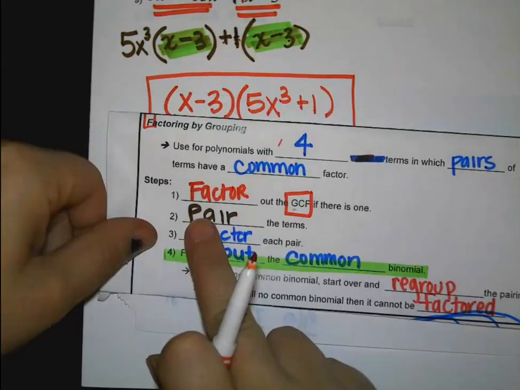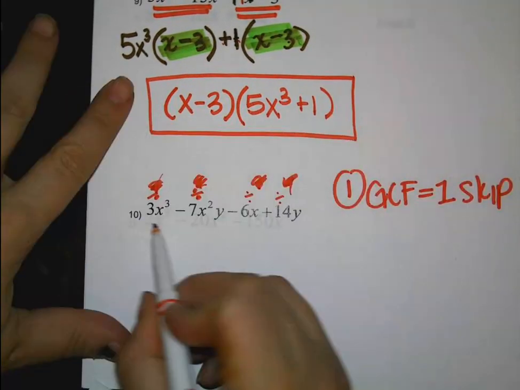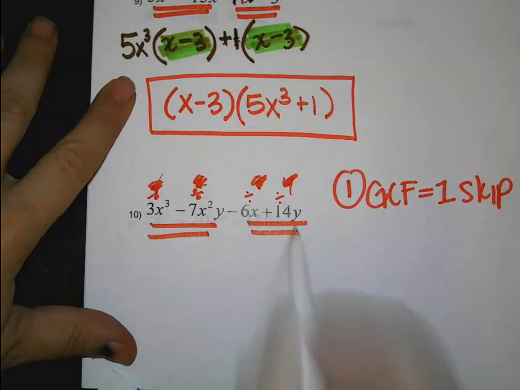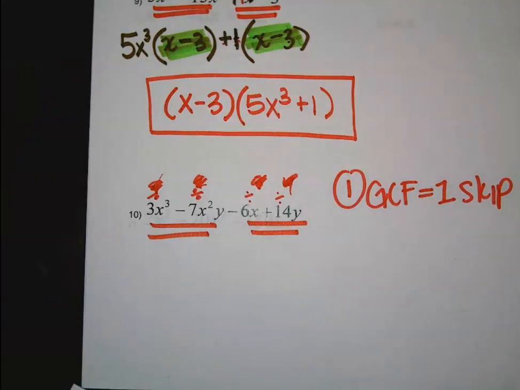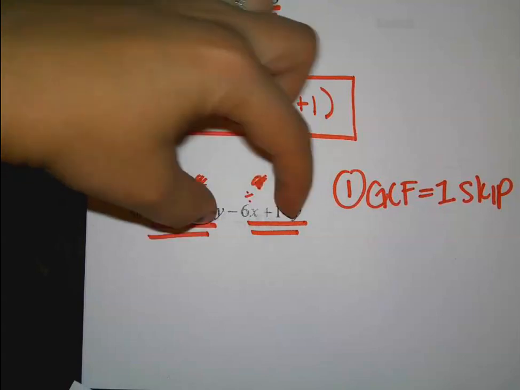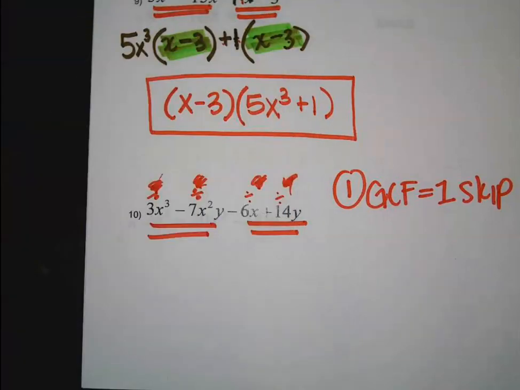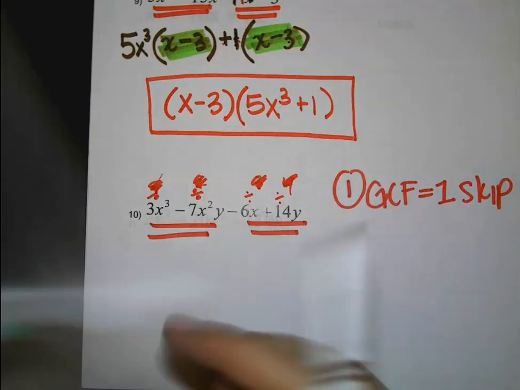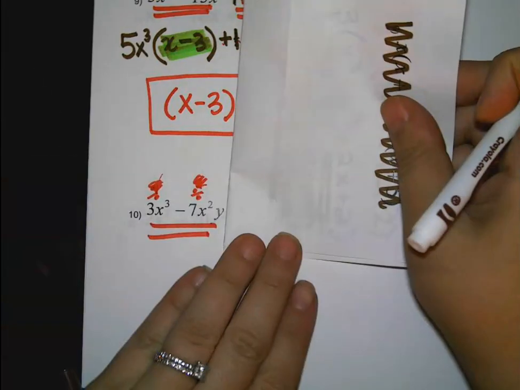So then the next step is to pair. So I'm going to put these two together and these two together. Again, you don't have to do that. You could do these two together and these two together. You've got to pair them up. I always do the first two and the last two. So then I'm going to ignore this part.